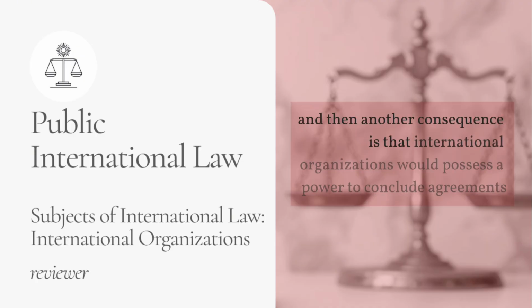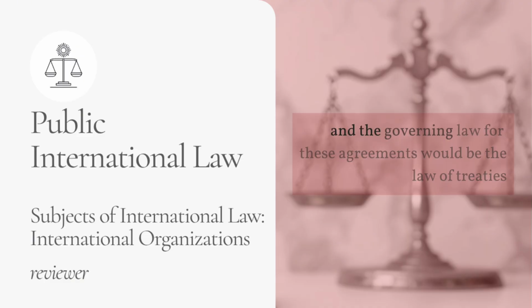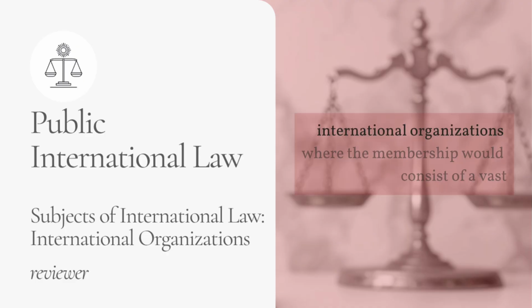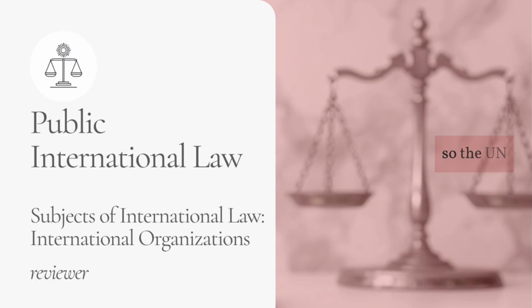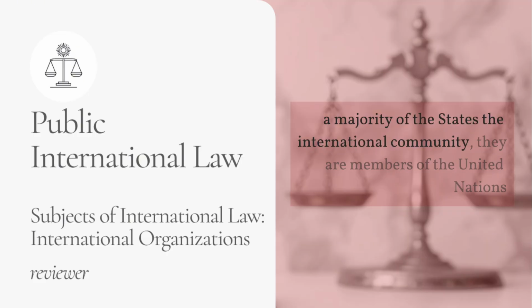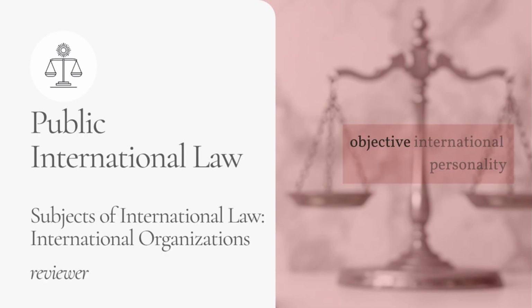And then another consequence is that international organizations would possess a power to conclude agreements which are subject to the law of treaties. So international organizations can conclude agreements, and the governing law for these agreements would be the law of treaties. Consider international organizations where the membership consists of a vast majority of the international community. So the UN. Pretty much a majority of the states, the international community, are members of the United Nations. And this gives rise to an objective international personality.